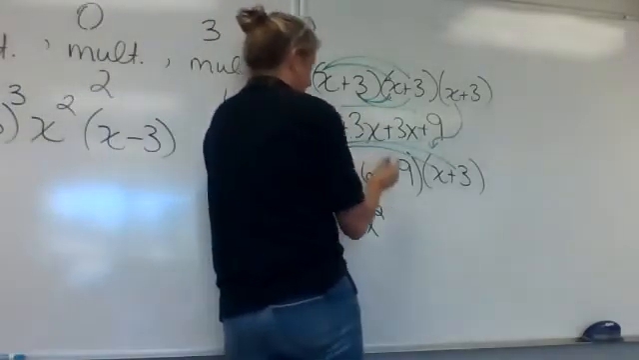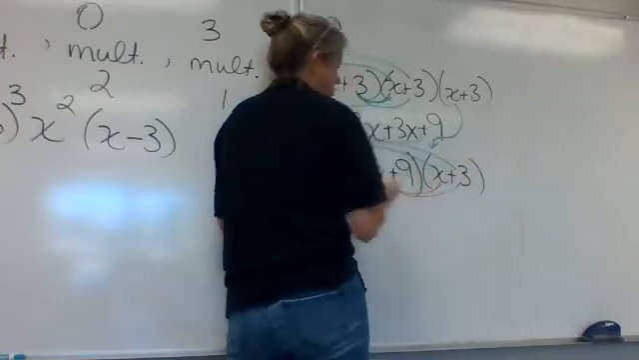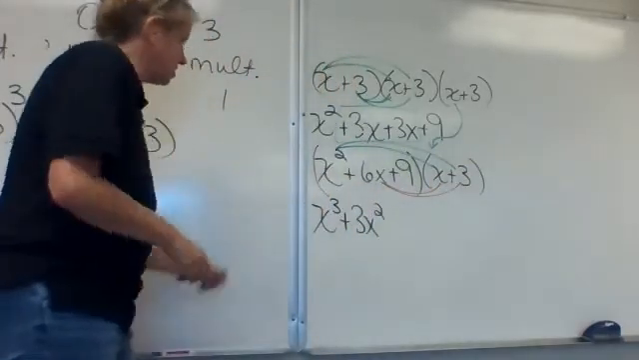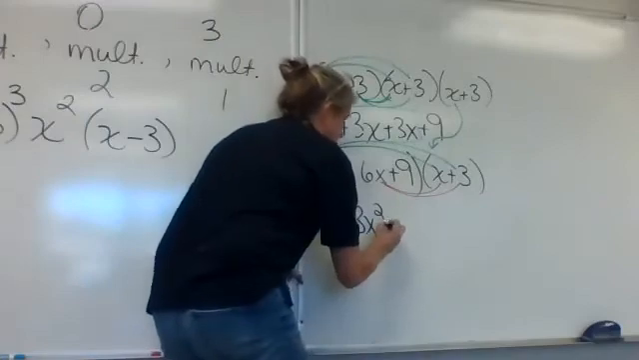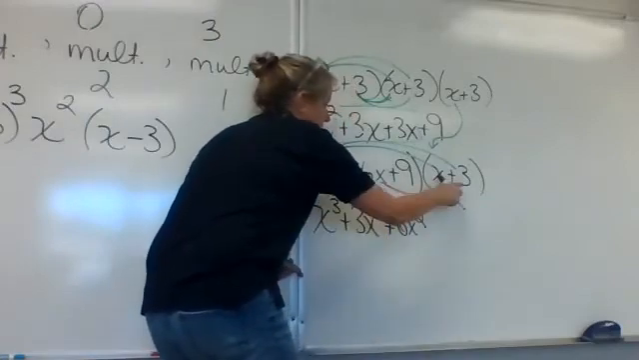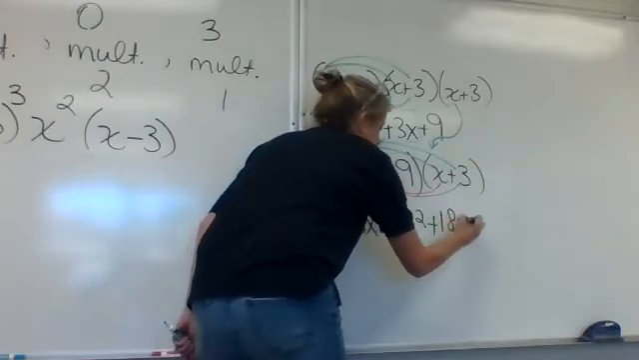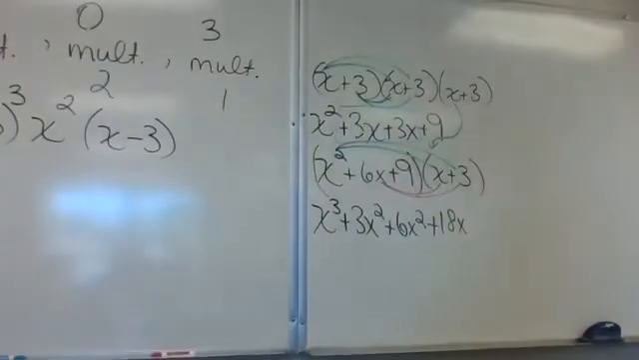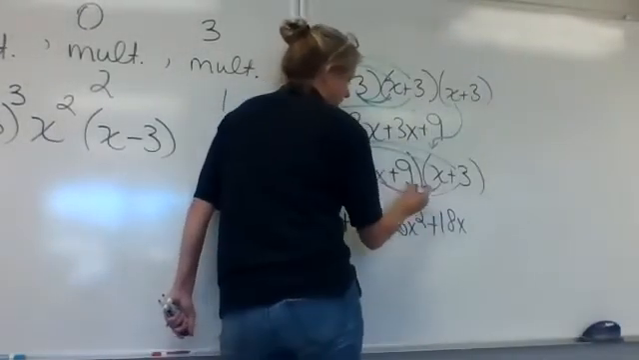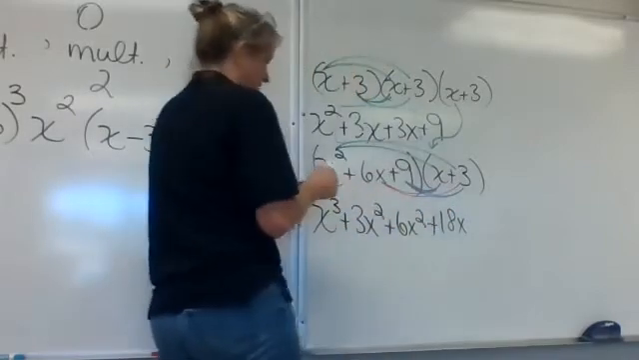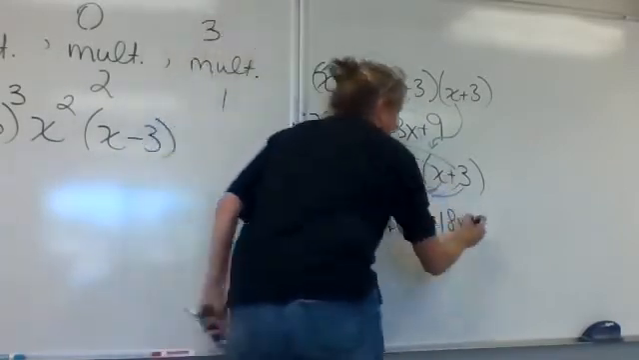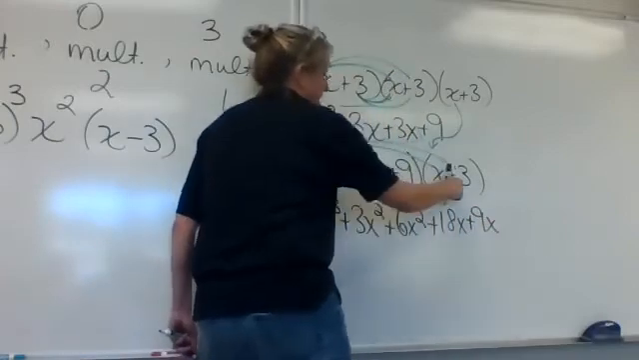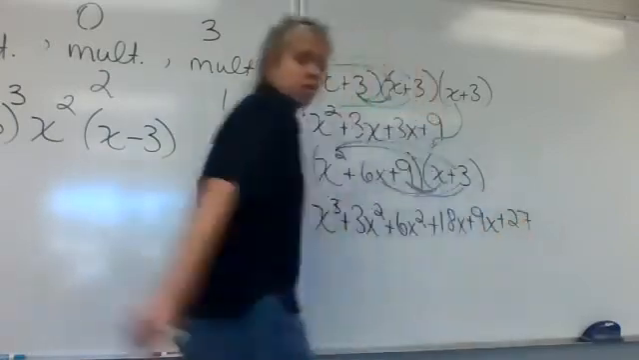So I'm done with the x squared. Now I need to distribute this 6x to both of those. So 6x times x gives me 6x squared. 6x times 3 is 18x. And my last one now is I have to distribute that 9 to both things in the second parenthesis. So the 9 has to go to the x and the 3. So let's see what that gives me. 9 times x gives me 9x. And 9 times 3 is 27.